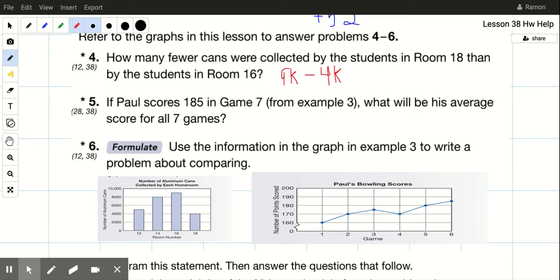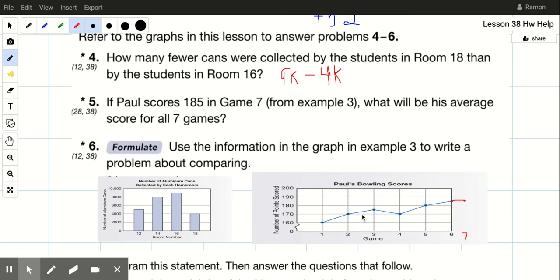For number 5, if Paul scores 185 in game 7, so let's say that he bowled another game because Paul has nothing better to do than be at the bowling alley. It looks very similar to what happened in game 6. What will be his average score for all 7 games?